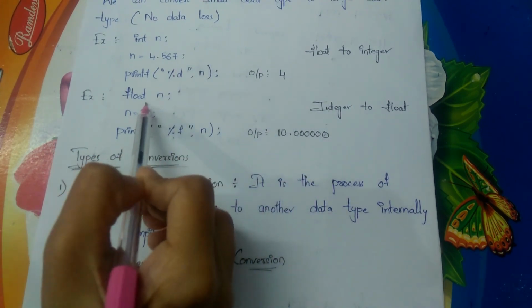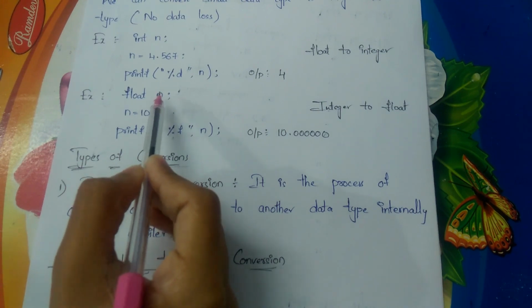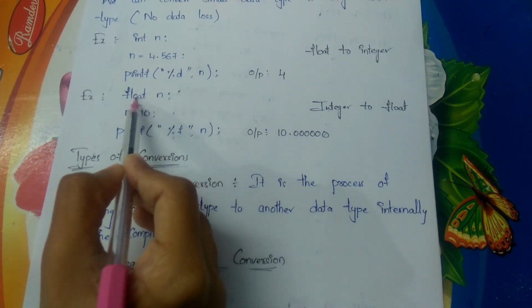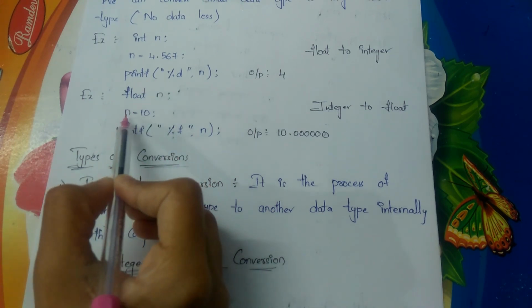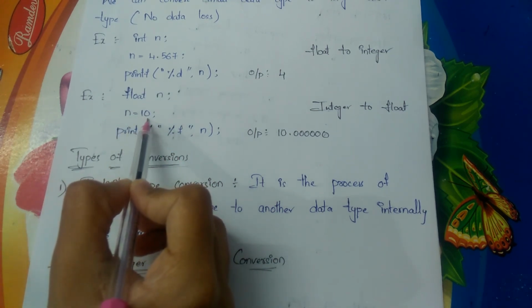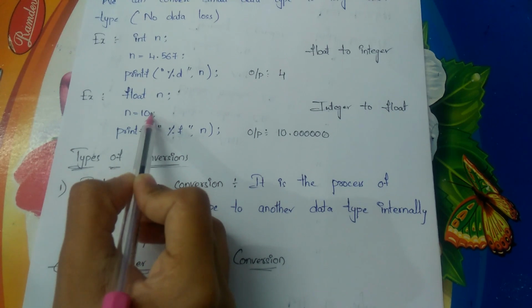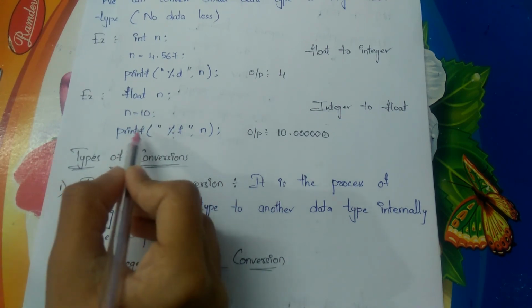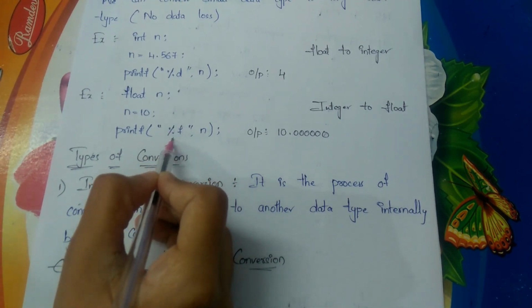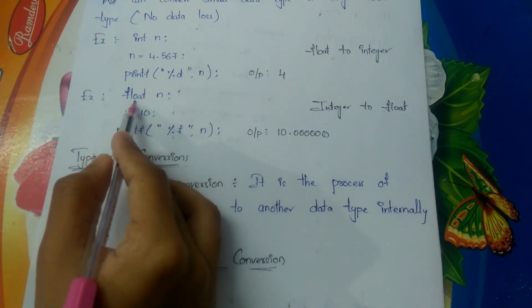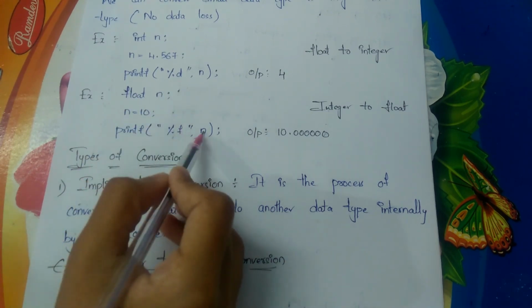In example 2, I declared another variable n with the data type float. It means n can take float values, but I am assigning an integer, that is 10. So it is an integer, not a float. Then printf with %f and the n variable. %f is the format specification for the float data type. I want to print the value of n.